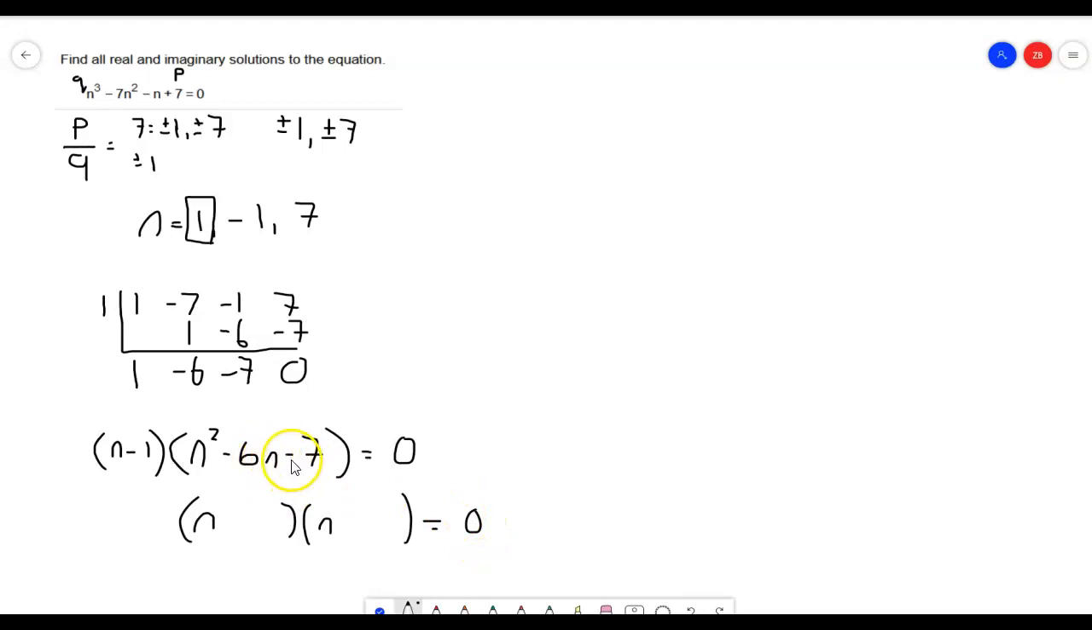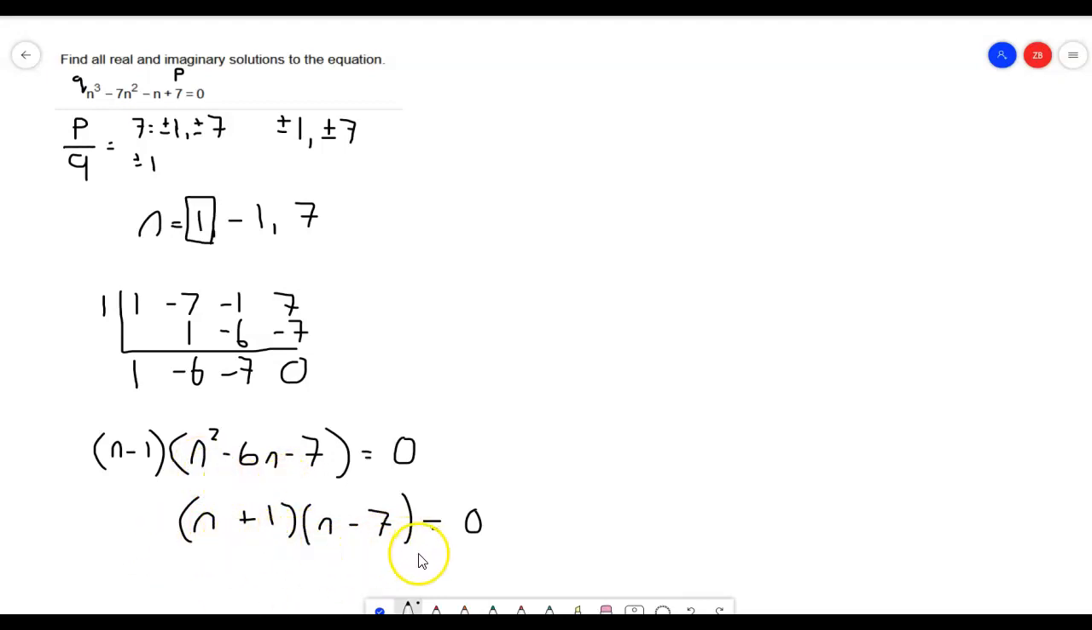So I need to find two values that when multiplied together give me a -7, and when added together give me a -6. And that would have been -7 and +1, because 1 times -7 is -7, and -7 plus 1 is -6. So these would FOIL into this.